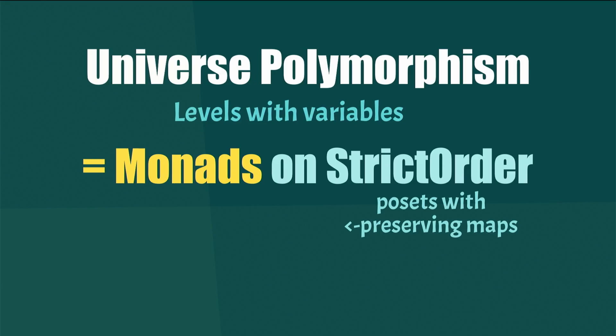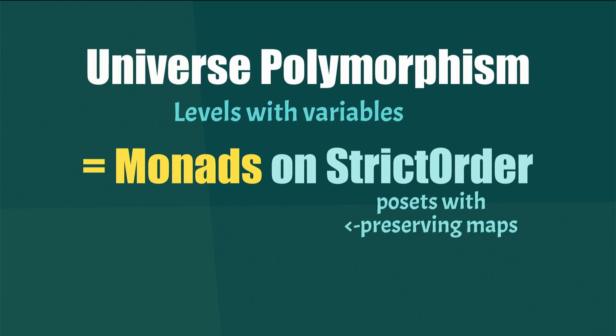The return, or the unit, in the monad gives us a way to say that if there's a variable, then that variable can also be understood as an expression. That is return. And the bind gives us the correct structure for substitution. The details are in the paper, but basically monads give us the correct structure for variables. And universe polymorphism is just a level system with variables. So this is just the correct way to think about things.